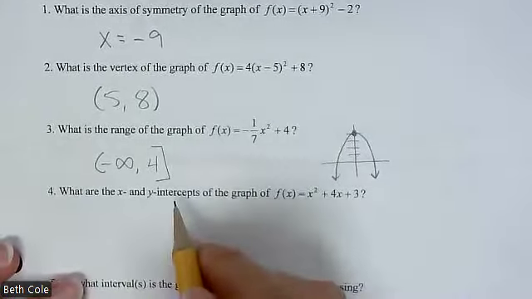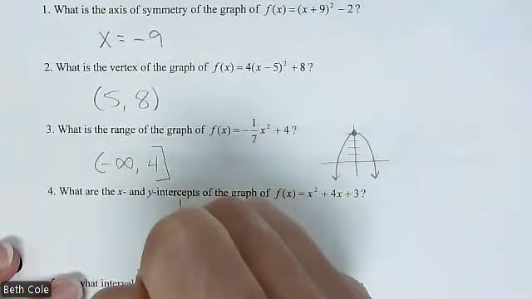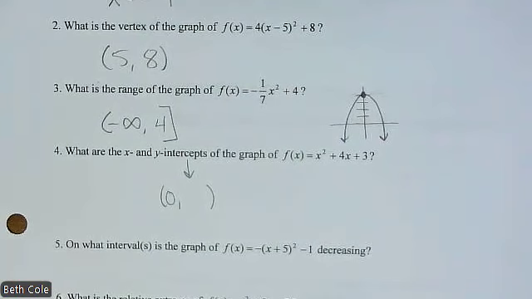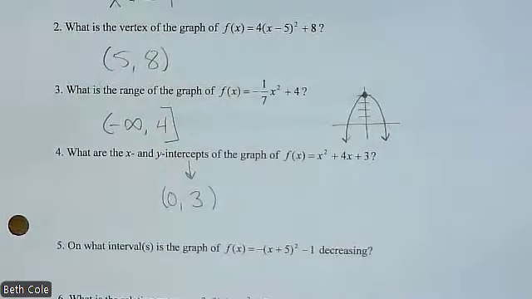All right, x and y intercepts. Let's do the y-intercept first because it's a whole lot easier. You can just look at it and state what the y-intercept is. What's your y-intercept of that one? Yeah, 3. So you can just look at it and go, oh, it's 3.